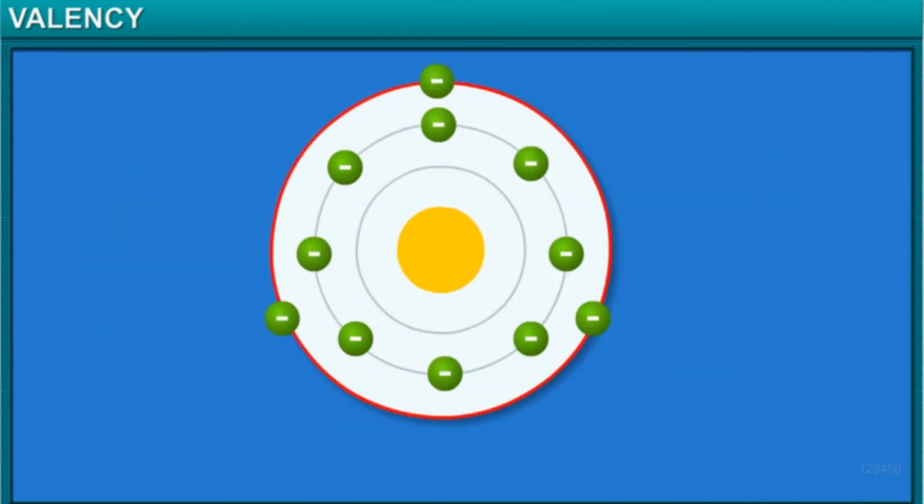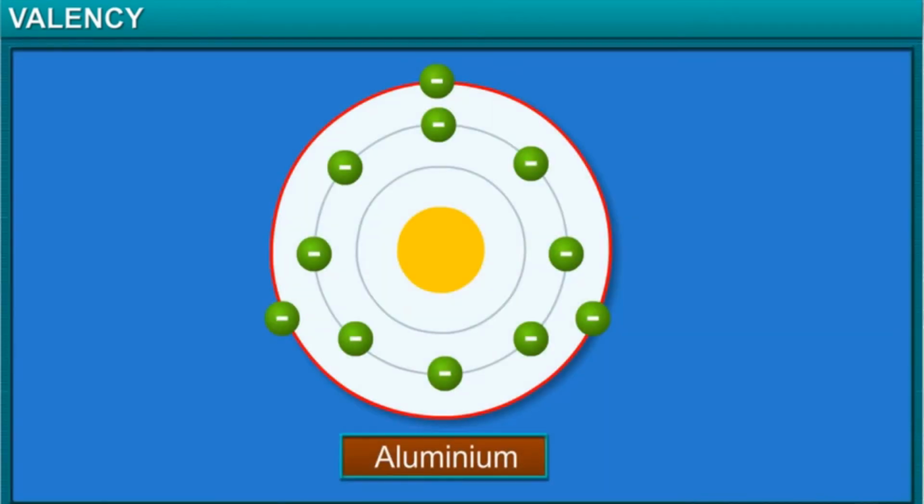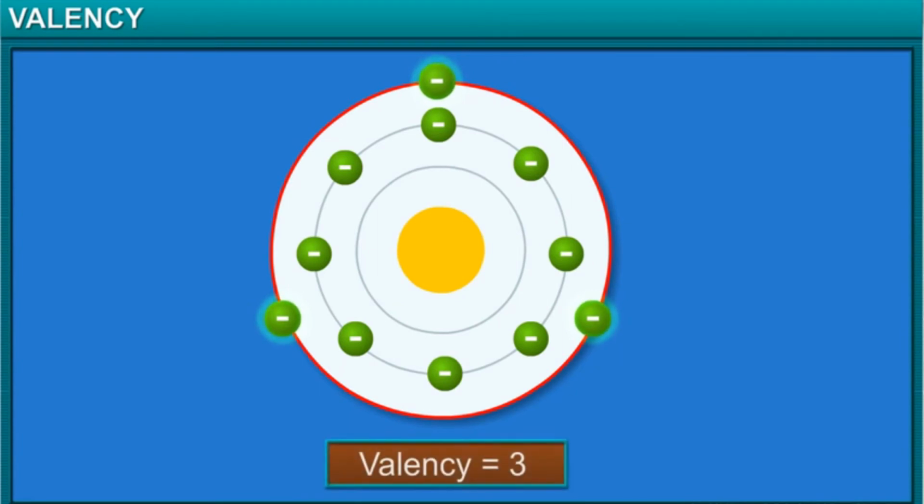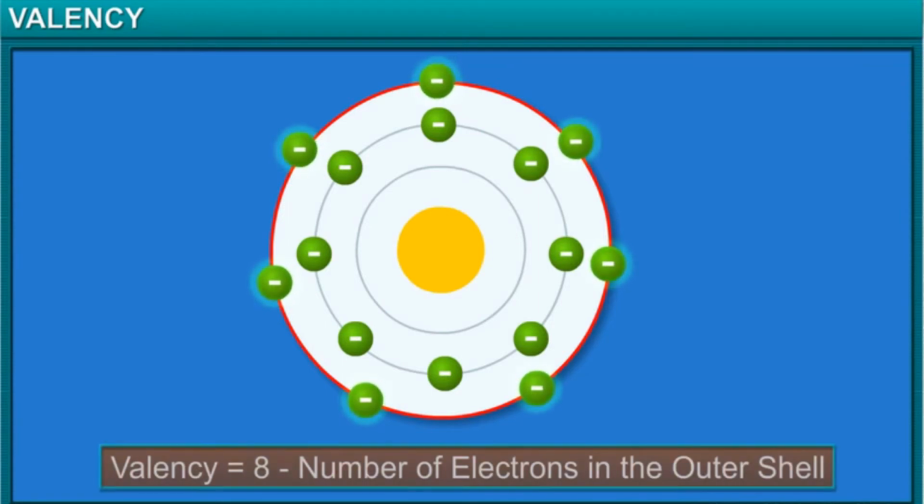If an atom contains less than 4 electrons in its outermost shell, the valency of an atom is equal to the number of electrons present in the valence shell. For example, aluminium has 3 electrons in its outermost shell, so the valency of aluminium is 3. On the other hand, if the outer shell has more than 4 electrons, the valency is 8 minus the number of electrons in the outer shell.